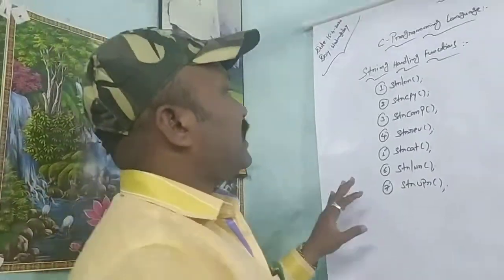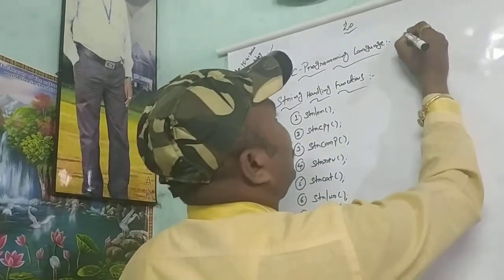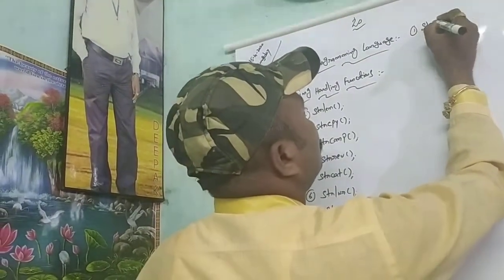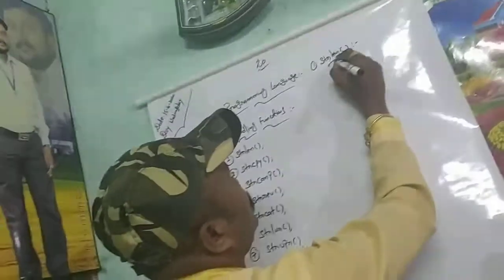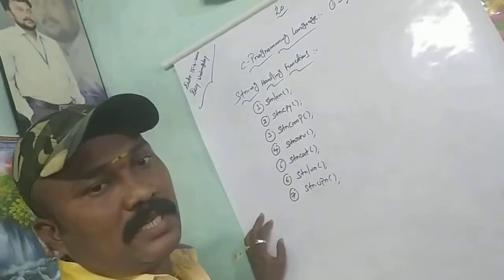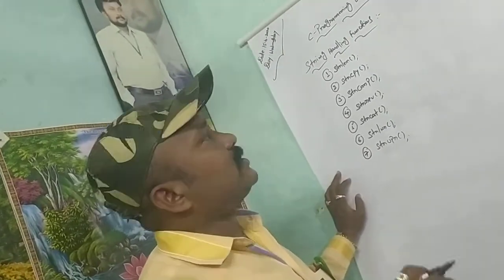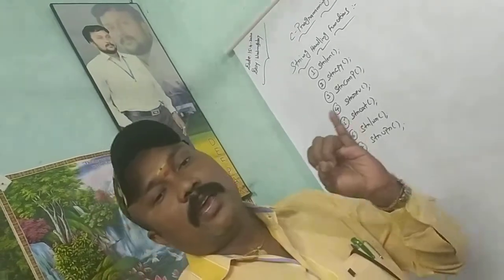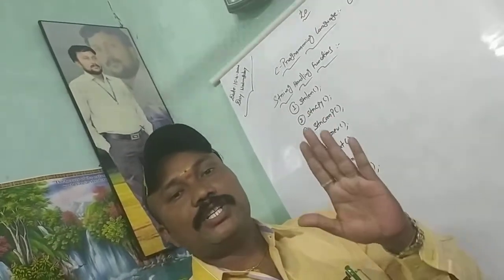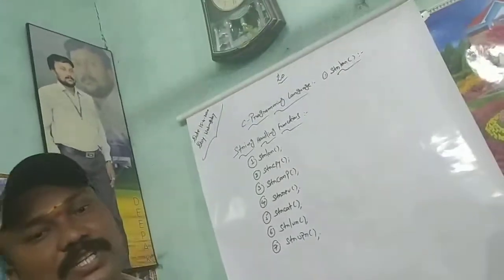First, I will explain about string length. My dear students, string length means it finds the length of the string. For example, Krishna. How many characters are there in Krishna? K, R, I, S, H, N, A: 7 characters. So it finds the length of the string.